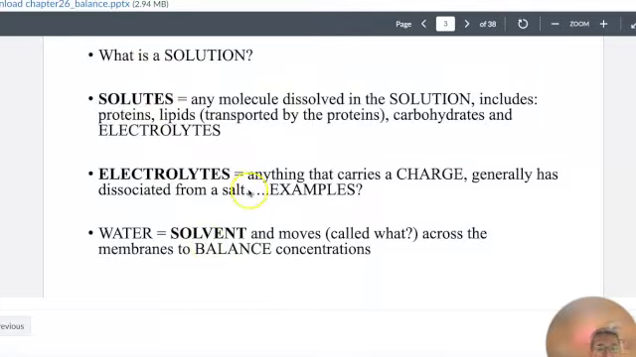But to be a little bit more specific, salt is actually an electrolyte, because once you dissolve it, it has a charge. So solute is, let's say, anything solid, and solvent is water, the universal solvent.